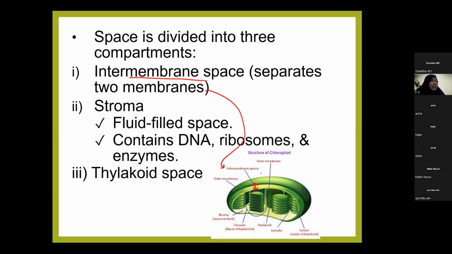Okay. And then number 2, next compartment is stroma. So which one is stroma? Right. So yang kawasan tengah-tengah tu, stroma. So the stroma is fluid-filled space that contain DNA, ribosome, and also enzymes. Okay. And number 3 is thylakoid space. Thylakoid space tu apa, madam?